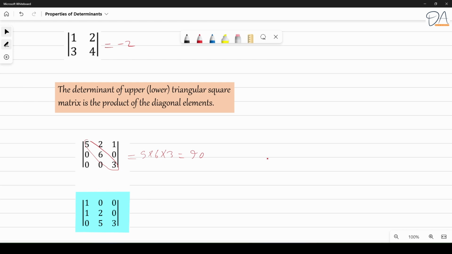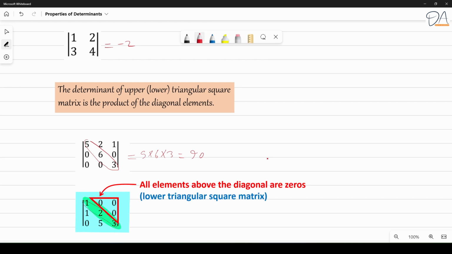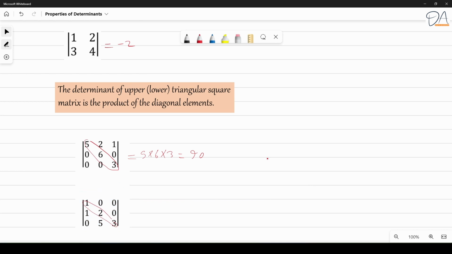In the second example, we can see this is again the main diagonal, and all the elements above this main diagonal are 0. So this is known as a lower triangular square matrix. And again, we can calculate the determinant for this case by multiplying the elements in the diagonal. So it will be 1 times 2 times 3, which gives us 6.